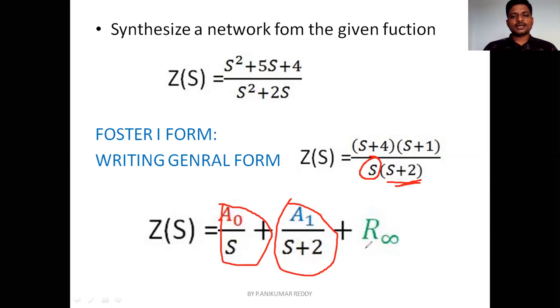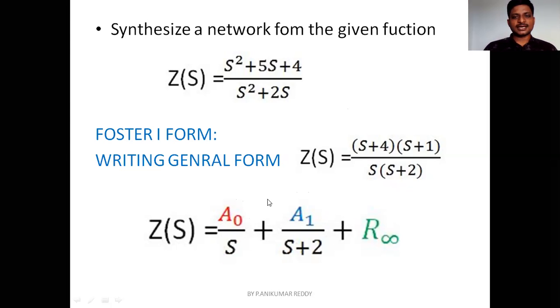We will assume that there is a resistor at infinity. So this is the standard form. After writing the standard form, we decide whether the given function has all the terms present in it or not. For any problem, first you need to write Z of s equal to a0 by s plus a1 by s plus 2 plus R infinity.